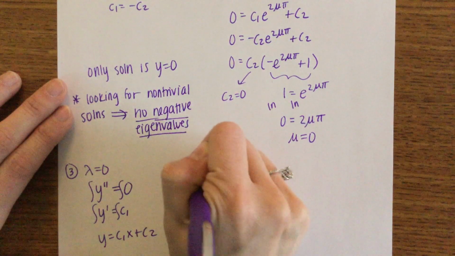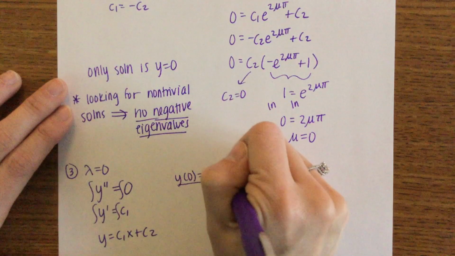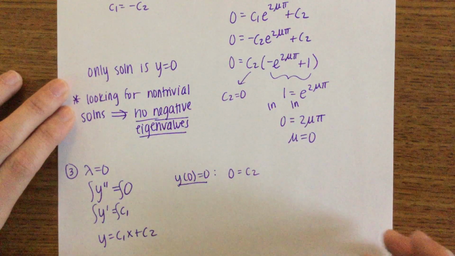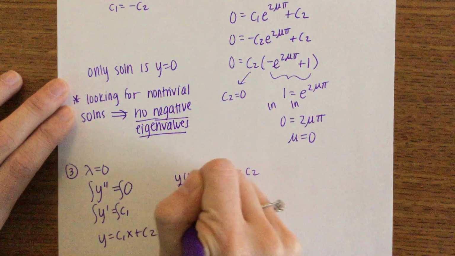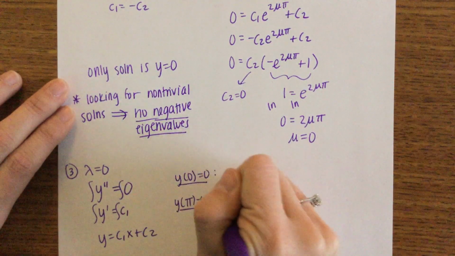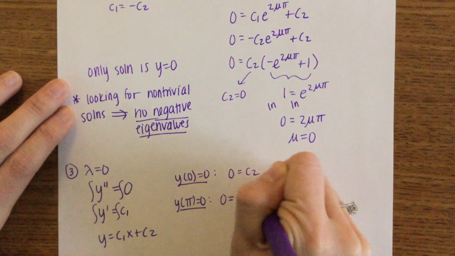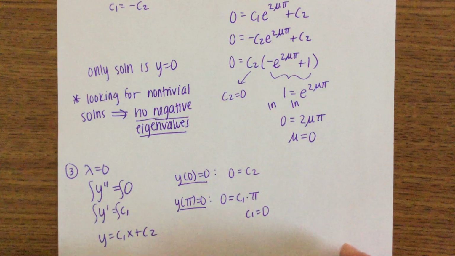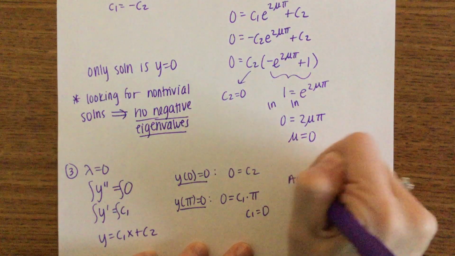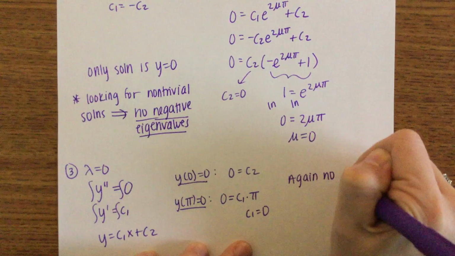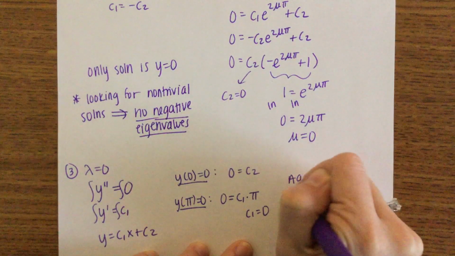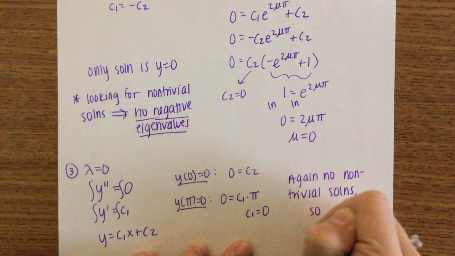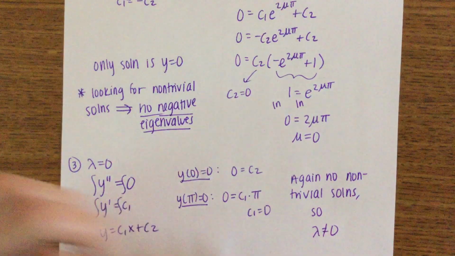If we consider y of 0 equals 0, we get 0 equals c2. If we consider y of pi equals 0, we get 0 equals c1 times pi. Again, c1 equals 0. This is good. That tells us that there are, again, no non-trivial solutions. So lambda is not going to be equal to 0.